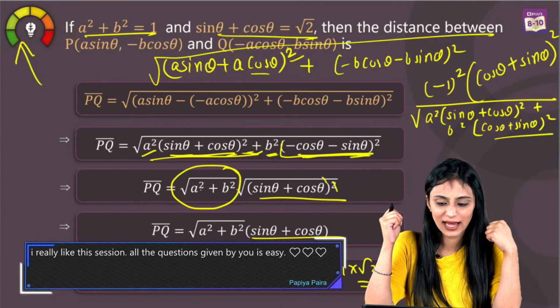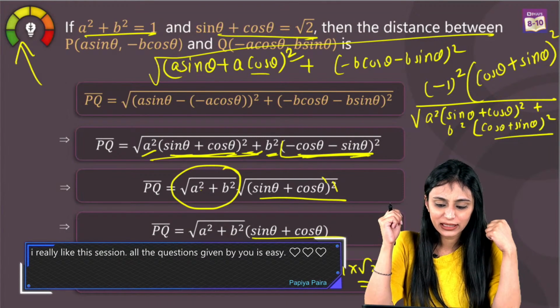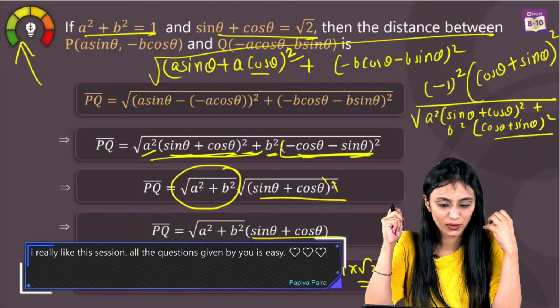Shadakshi says it wasn't that much hard. Papia says, I really like this session. All the questions were very good.